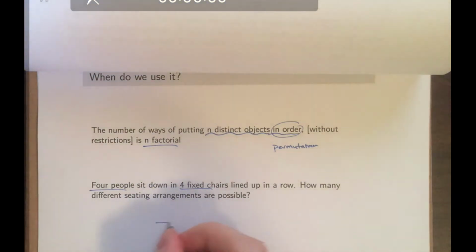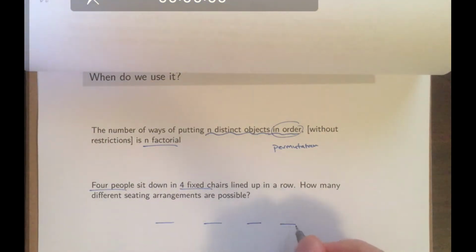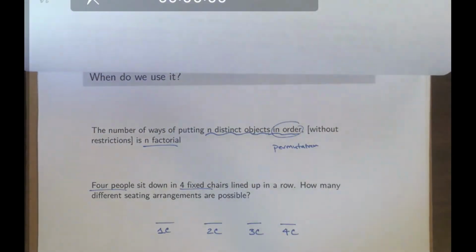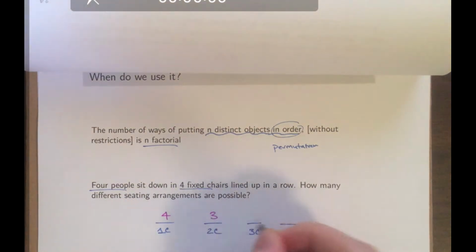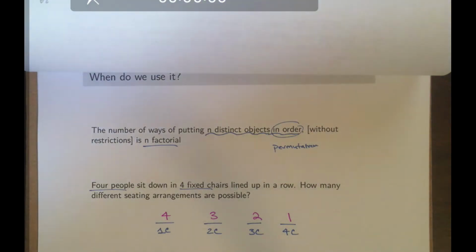So you can kind of mark up the 4 chairs. And you say, well, I have 4 people. So this is maybe, say, chair 1, chair 2, chair 3, and chair 4. How many choices do I have for the first chair? I have 4. How many choices for the second chair? 3, 2, 1. So this is an example of dependent choices with no leftovers.